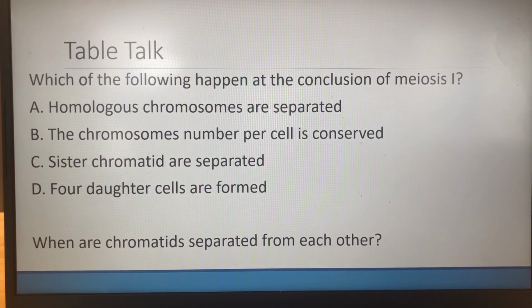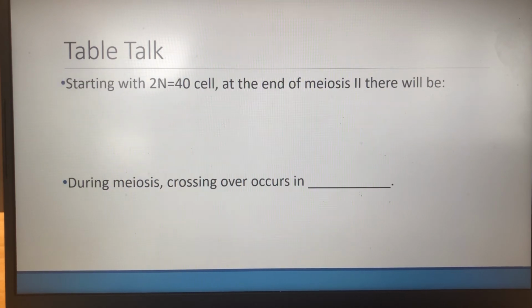Which of the following would happen at the conclusion of meiosis 1? That's a test question. And at the conclusion of meiosis 1, basically those homologous chromosomes are separated. When are chromatids separated from each other? The sister chromatids, that's meiosis 2. All right. At the end of meiosis 2, how many cells will there be? There'll be 4 cells with 20 chromosomes in each. When does crossover occur? Prophase 1.